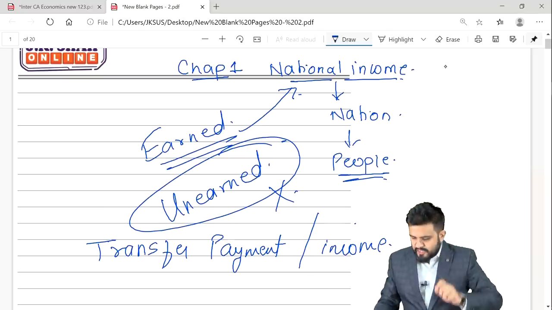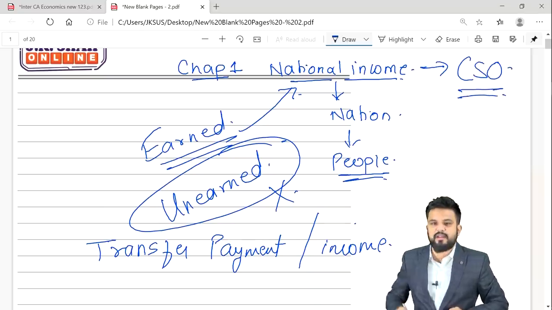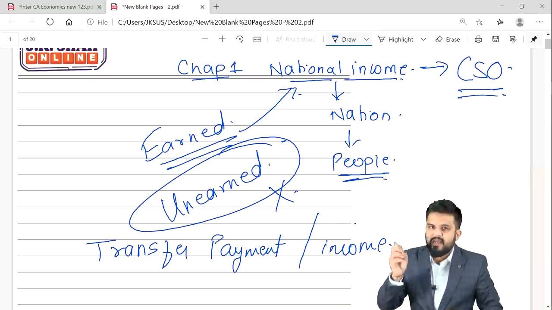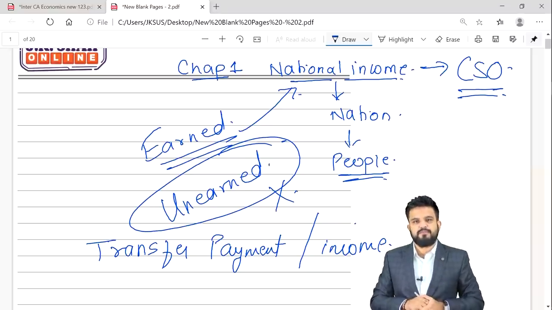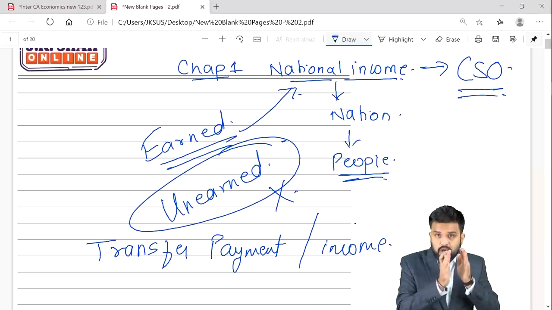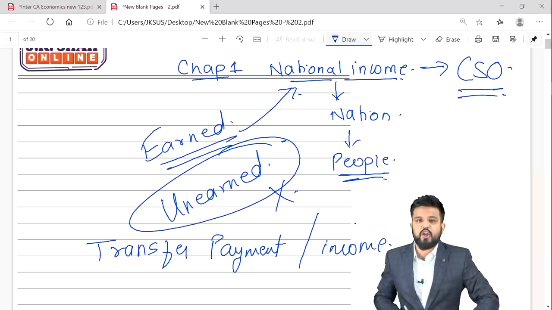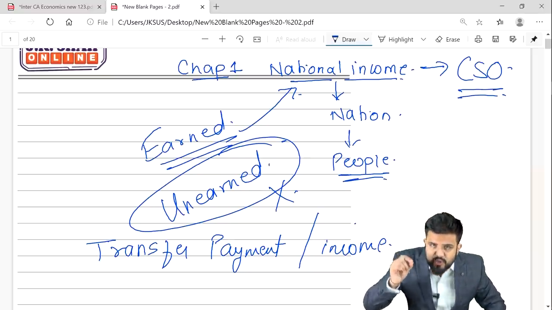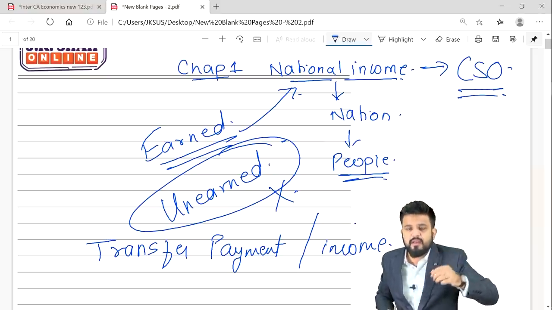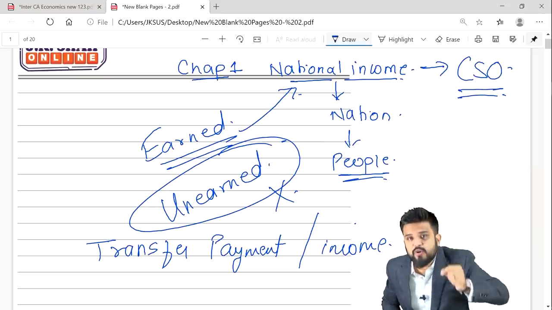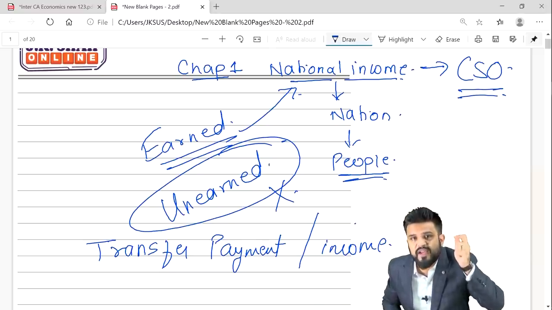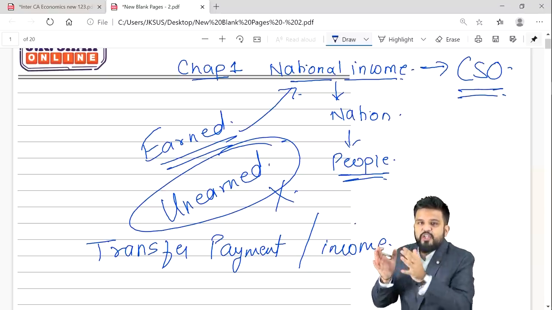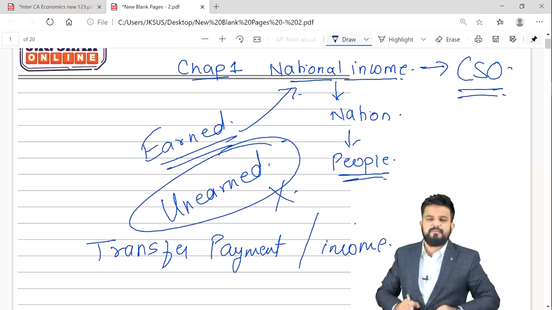And in India, national income calculation is done by the CSO, that is the Central Statistical Organization, responsible for estimating, evaluating and calculating national income for us. So this was one part: all earned income should be added, unearned income should be ignored. Second, any goods and services which are produced in our domestic territory during a financial year, the value of those goods and services should get recorded in GDP, in national income.